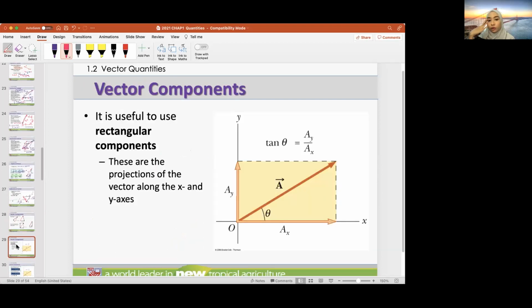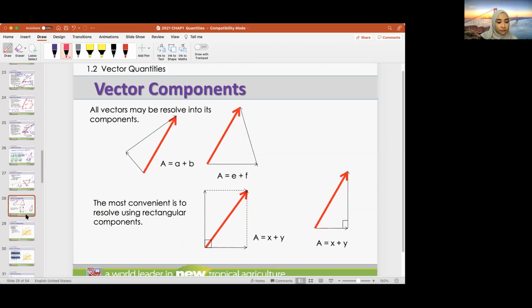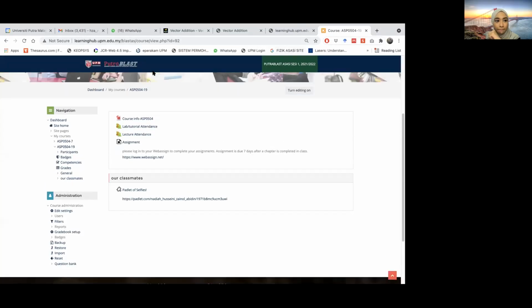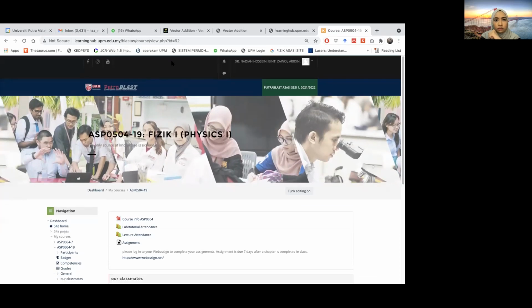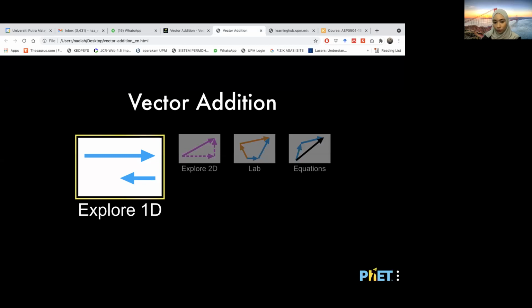Okay, so resolving components. Because I'm tired, let's watch some animation. Stop sharing. Share screen. Where is my Google? It's here. Where is it? Okay, it's here. Okay, so let's go for some animation because I'm tired.